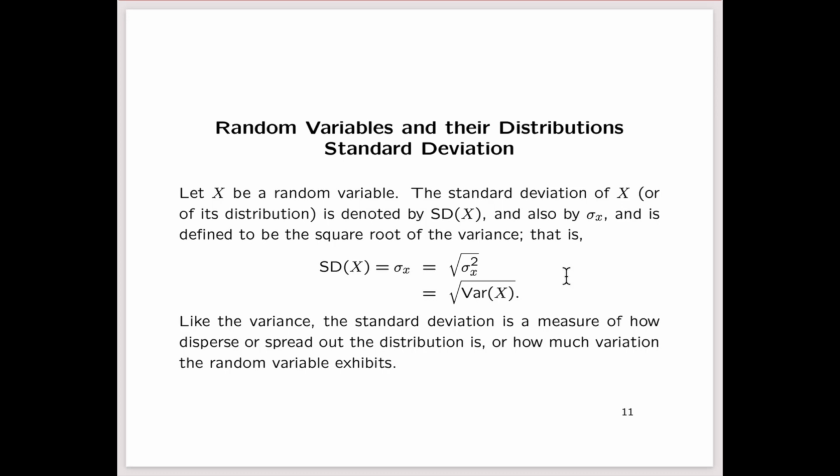So this is another measure of the variability or dispersion, how spread out a distribution is, or equivalently, how variable a random variable is. And it has the advantage over the variance of having the same units as the original random variable.